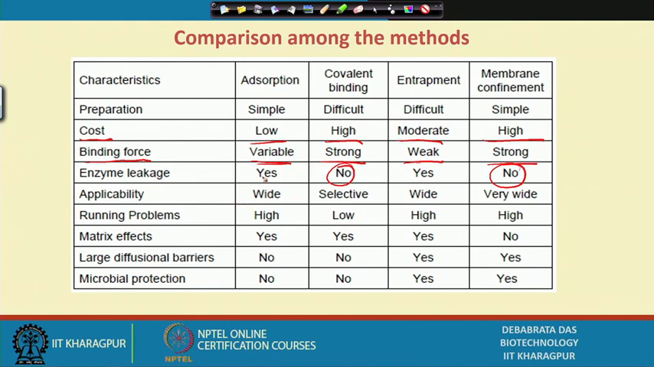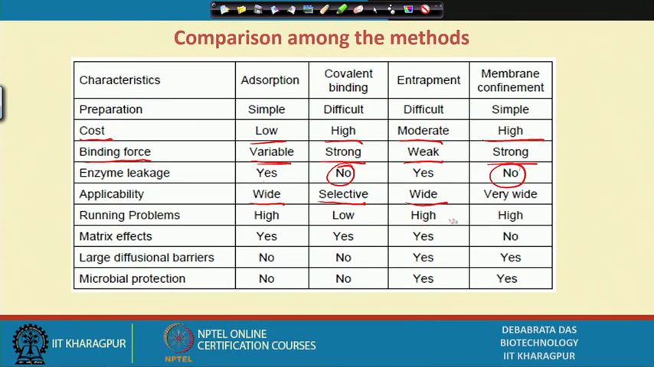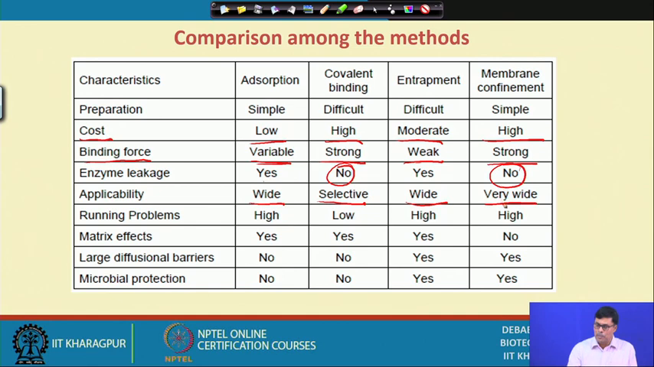Applicability means how widely it is applied. Adsorption is widely applied. Covalent binding is very selective; particularly, it is used in the preparation of some biosensors. Entrapment is also widely used, and membrane confinement is very widely used. Then, the running problem during the operation of the process: what is the characteristic of those immobilization techniques? The running problem will be high, low, high, or high. If you want the running problem to be as low as possible, we should go for covalent binding techniques.